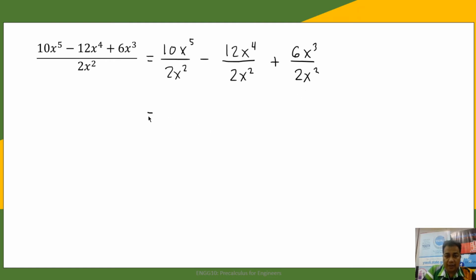And then we simplify using our knowledge of integer exponents. So 10 divided by 2 is 5. X raised to 5 divided by x raised to 2 is x raised to 3. Minus 12 divided by 2 is 6. X raised to 4 divided by x raised to 2 is x squared. And then plus 6 divided by 2 is 3. X raised to 3 all over x raised to 2 is x raised to 1, or simply x. So that's our answer for this example.